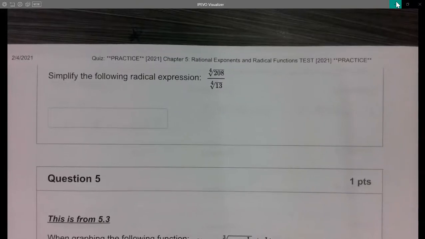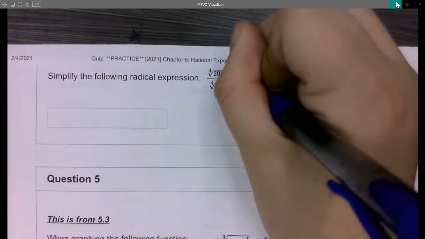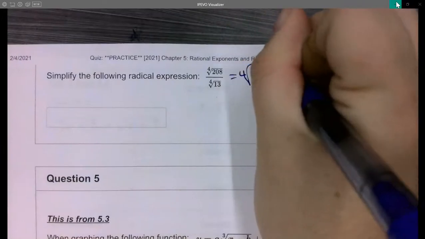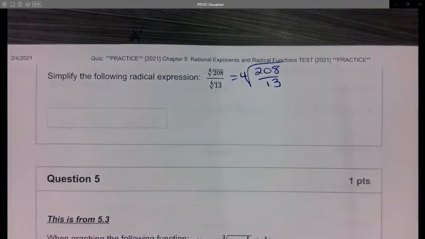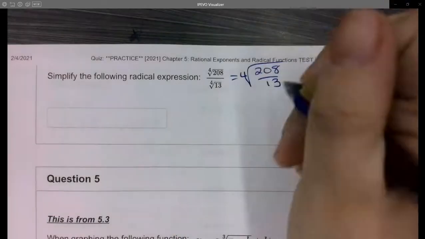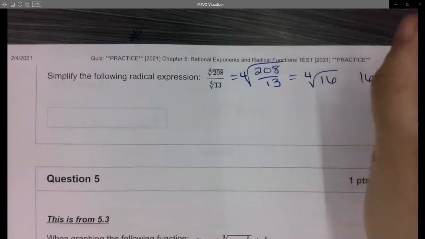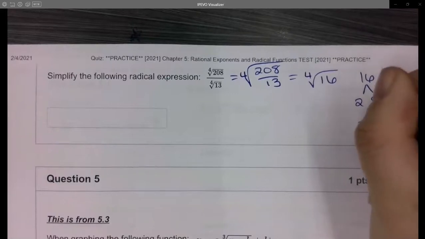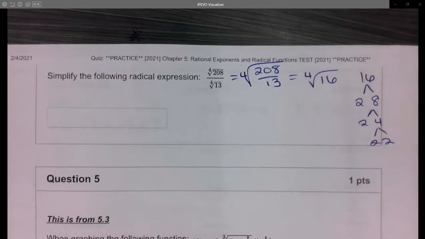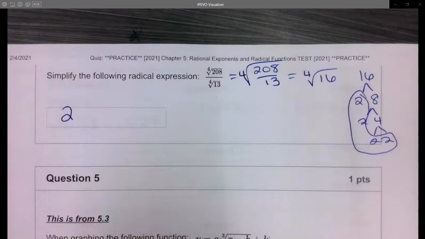Okay. Number 4 is a little cut off the page, but that's fine. It wants me to simplify the following radical expression. Because they are both 4th roots, I can rewrite this as one giant radical with the fraction inside. So 208 over 13. Then I want to divide 208 by 13, which gives me 16. So I have the 4th root of 16. Then I want to factor tree my 16 so I can actually find the 4th root of it. And I have 4 2's, so I can take the 4th root nicely, and my answer here is just 2.